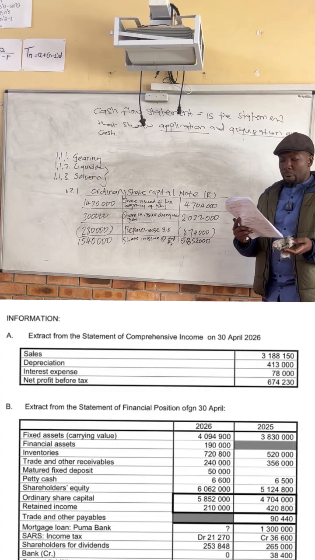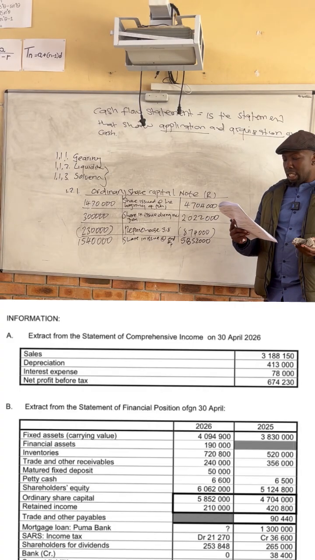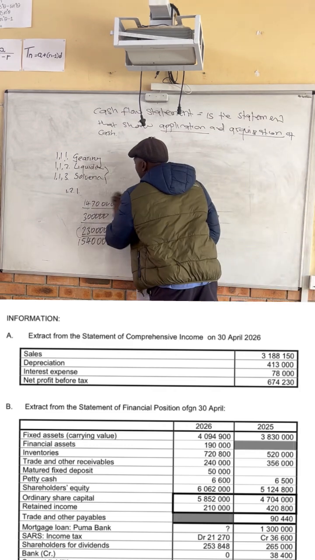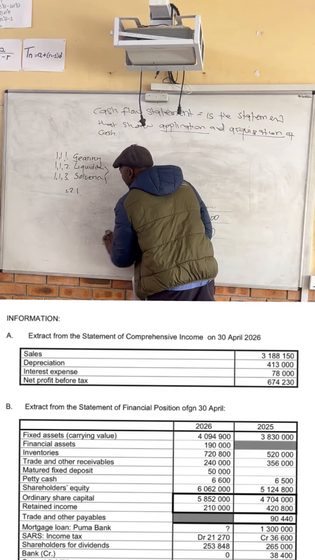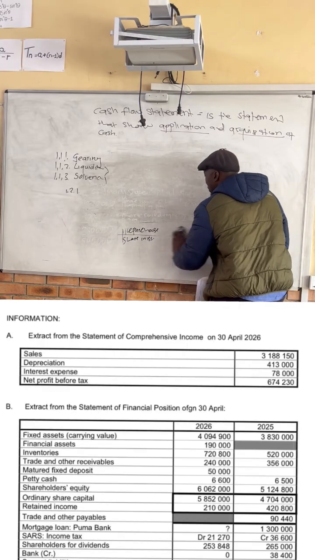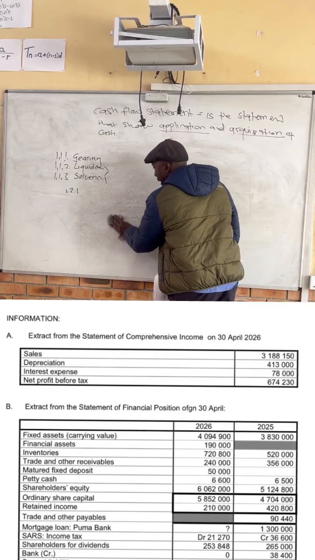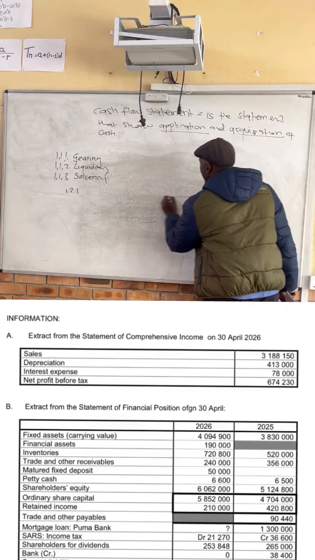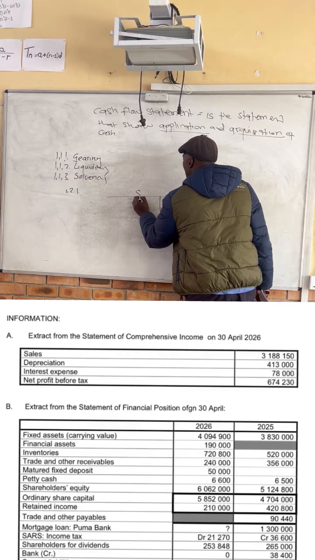Okay, let's go and check our SARS income tax here. SARS income tax, at the beginning we do have income tax, we're going to come back and do our income tax. Remember, let's check where is our income tax. At the beginning, balance brought down. I'll use a T account, general ledger account. Here's our SARS income tax.